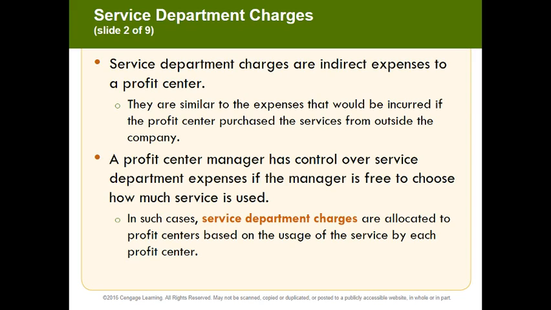A profit service manager has control over service department expenses if they are free to choose. Now, that's the key words, free to choose how much of the service is going to be used. In those instances, the service department charges are allocated to the profit center based on the usage of the service by each profit center. There's that control aspect, free to choose.